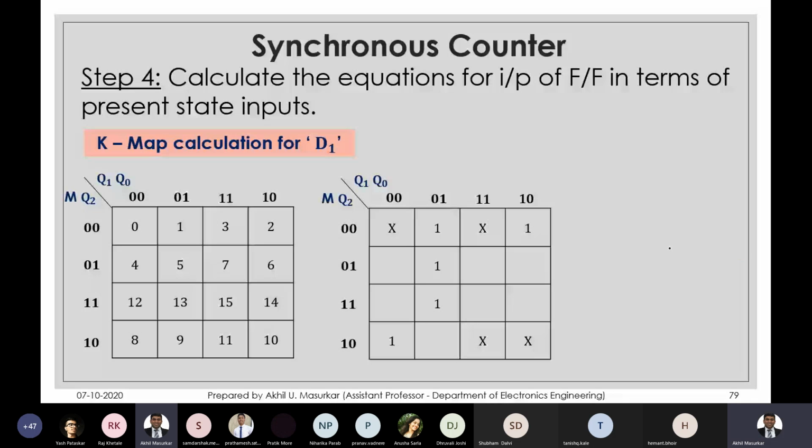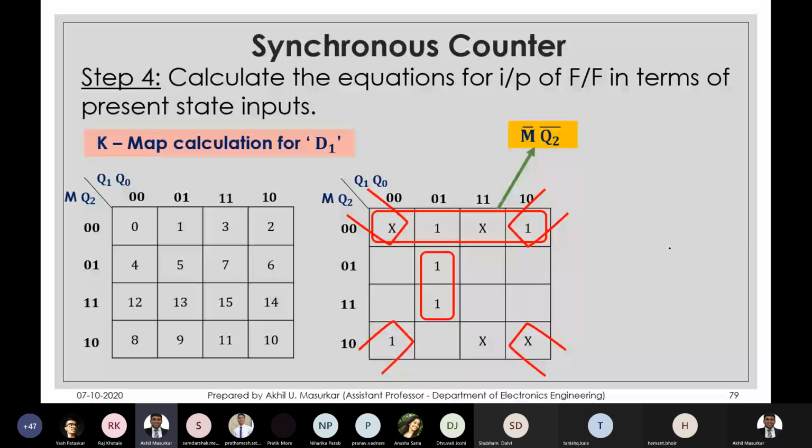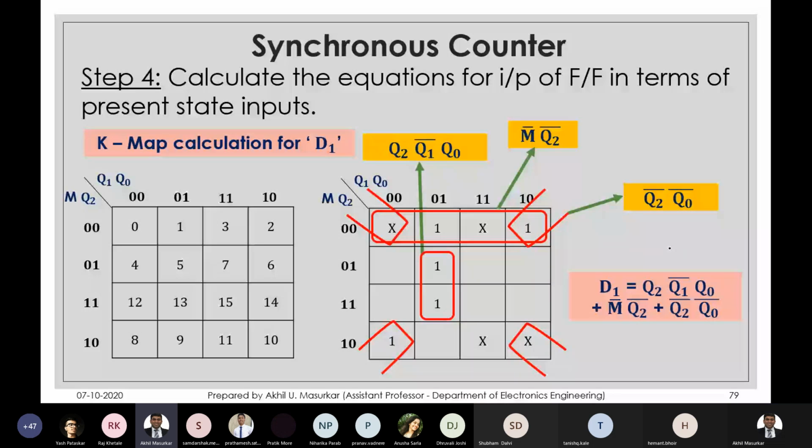So we can see one quad, then this is another quad, then we have a pair. That's it. So we have two quads and one pair. M Q2 bar, M bar Q2 bar, Q2 bar Q0 bar, Q2 Q1 bar Q0. And that is going to be the addition of all of them. So please note down this.